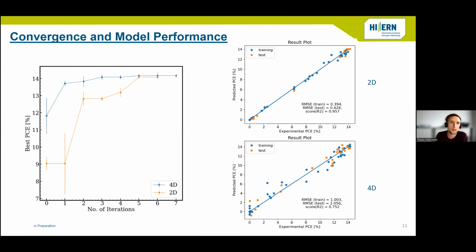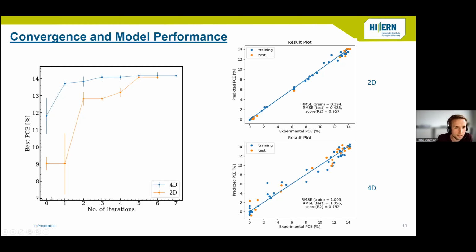So if we look at the model performance, on the left side here, you can see the convergence plot. On the x-axis, you have the number of iterations, and on the y-axis, you have the best efficiency that was achieved so far. And we can see that actually for the 2D and for the 4D optimization, we found the best cells after 5 iterations. After that, it didn't increase anymore. But here we have to be a little bit careful.